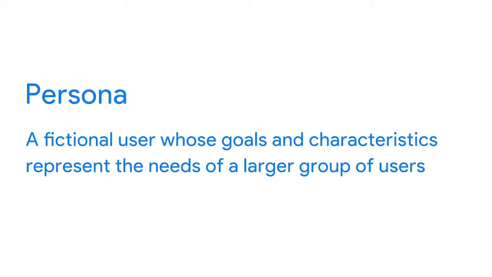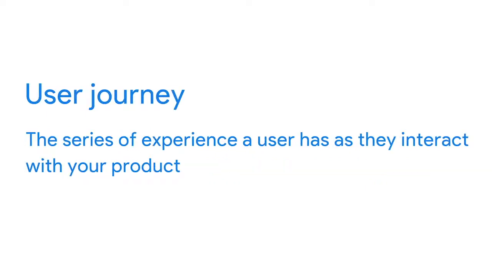Implicit bias is just one reason why creating and following personas and user journey maps is so important. To refresh your memory, a persona is a fictional user whose goals and characteristics represent the needs of a larger group of users. And the user journey is their path to the product, meaning what the user's needs are and how the product can solve those needs.